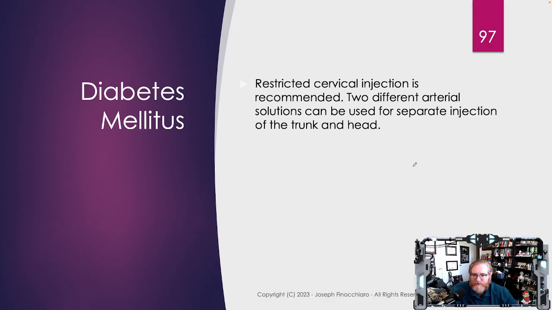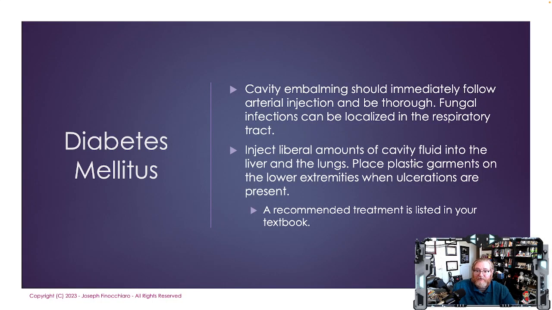Restricted cervical injection is recommended. Two different arterial solutions can be used for separate injection of the trunk and head. Largely, inject something very strong into the body to treat all these issues, and then do what you need with the head to ensure a proper viewing appearance. Cavity embalming should immediately follow arterial injection and be thorough. Fungal infections can be localized in the respiratory tract.